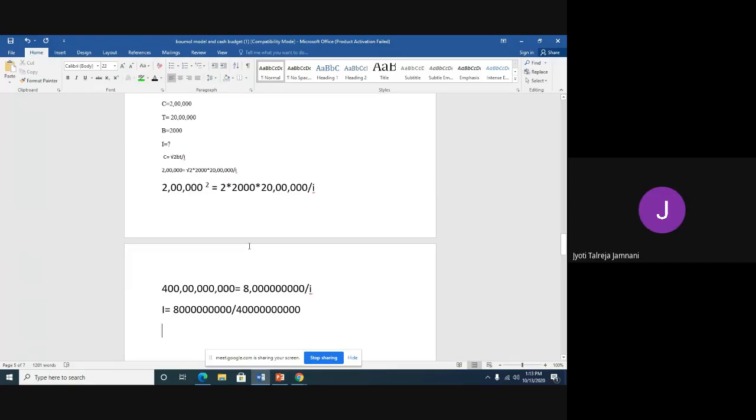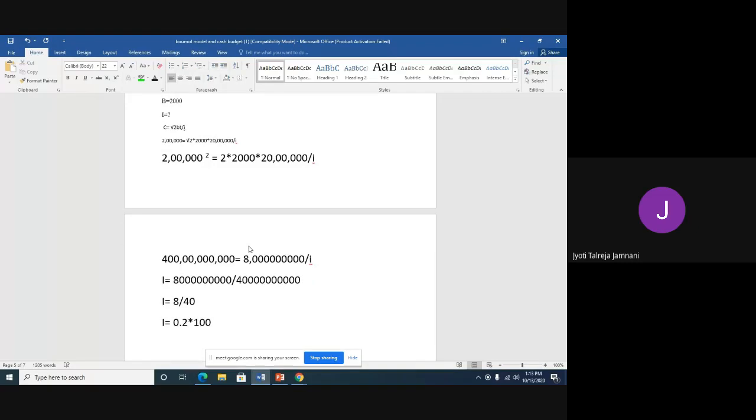So now if we cancel the zeros, then I will be equal to 8 divided by 40. Actually, all those zeros cancel, that is 1 by 5 or 0.2. 0.2. All of you getting it? Yes, ma'am. If I multiply into 100, I'll get it in percentage. So 0.2 into 100 will be equal to 20%. Any doubts in this sum? No, ma'am.